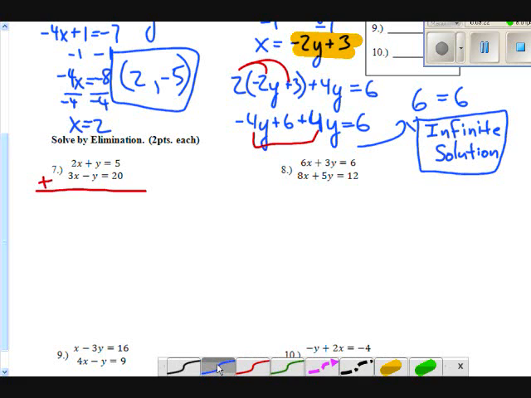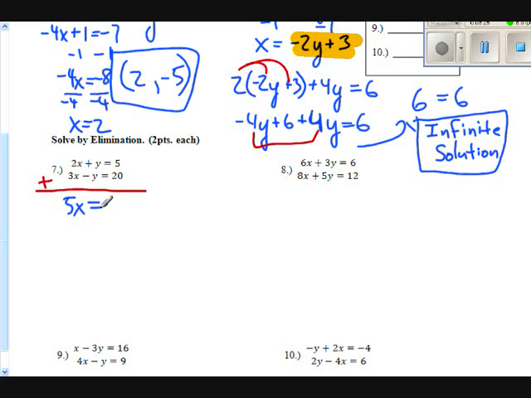So the 2x plus the 3x is a 5x. Y plus negative y is 0, so that's gone. 5 plus 20 is 25. And I've got to solve for x. I divide each side by 5. So it turns out that x equals 5.